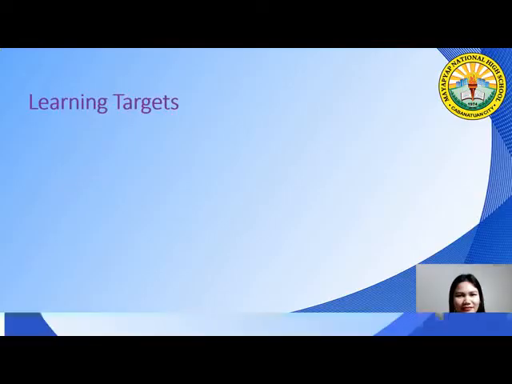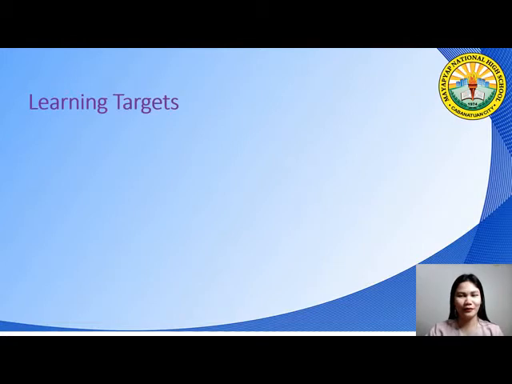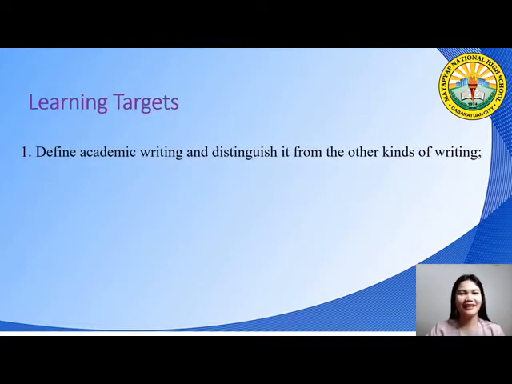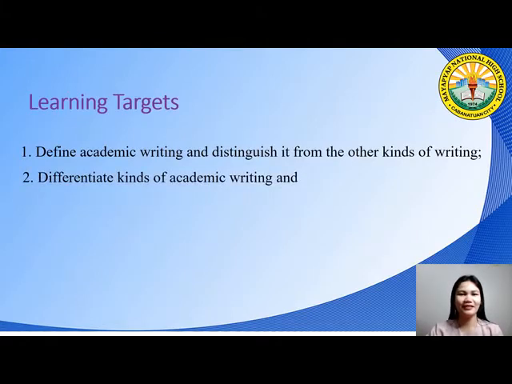This video tutorial is based on your learning activity sheets in English for Academic and Professional Purposes 12, Quarter 1, Week 1. So, bring out your learning activity sheets. Our learning targets for this session are: first, define academic writing and distinguish it from the other kinds of writing. Second, differentiate kinds of academic writing, and write a sample of academic writing.